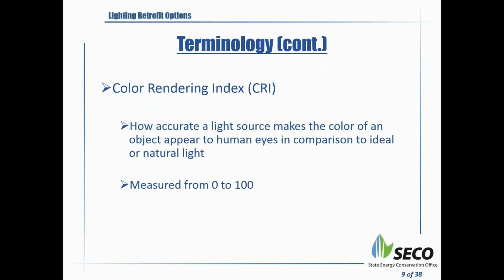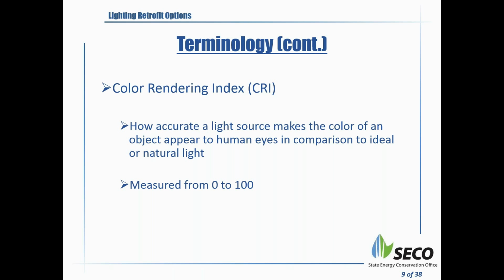The other thing is the color rendering index, which is also known as CRI, which is primarily how accurately a light source makes the color of an object appear to human eyes in comparison to ideal or natural light. It's measured from 0 to 100. So the CRI is pretty important.